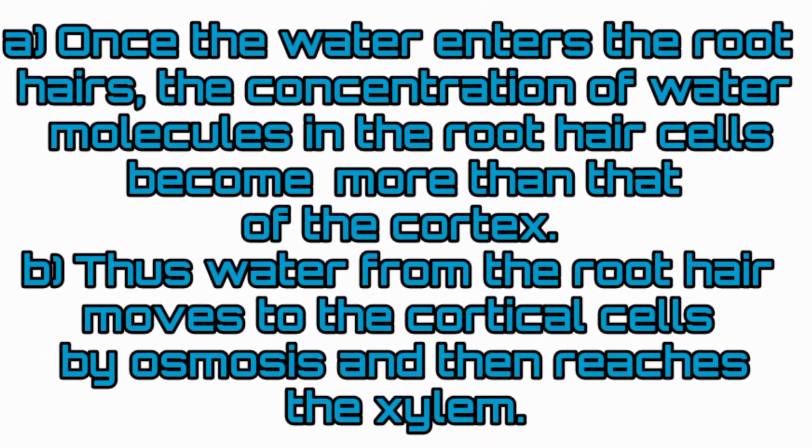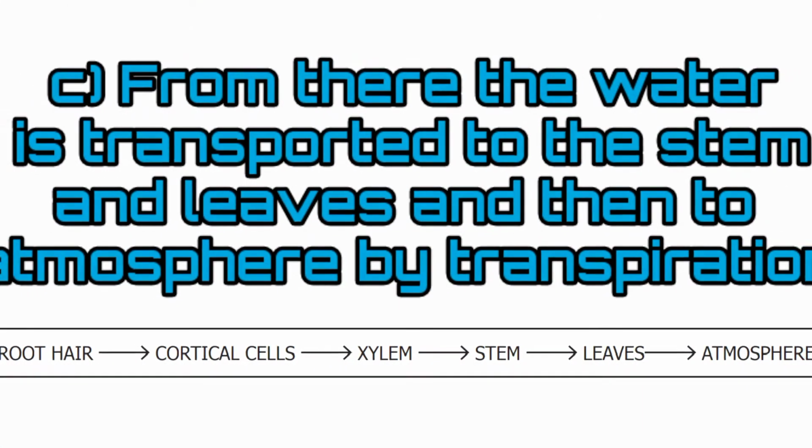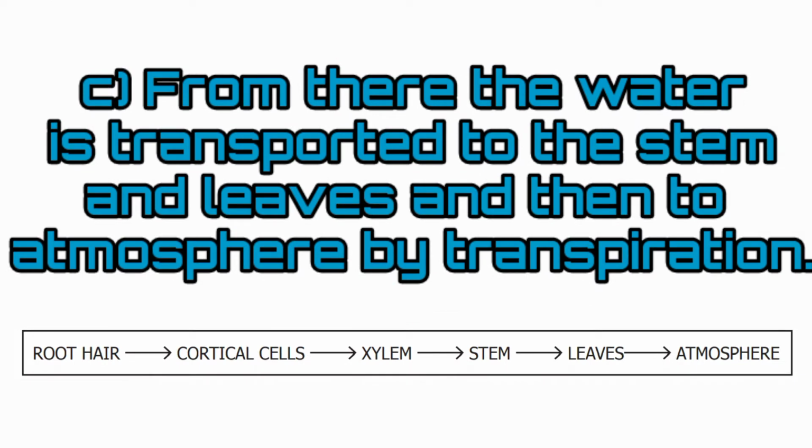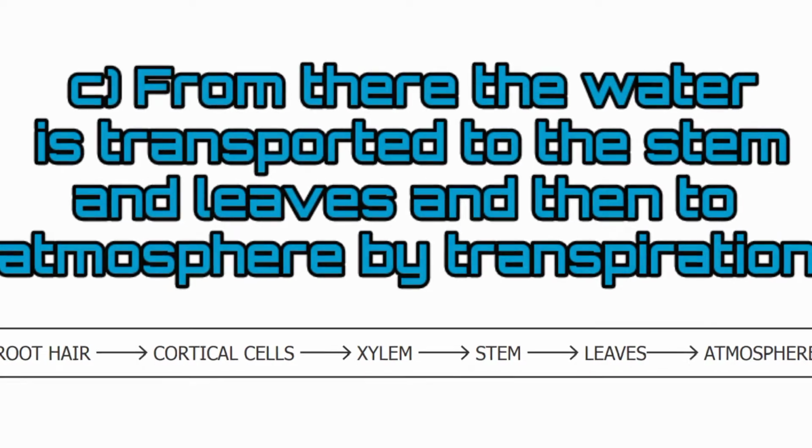Once the water enters the root hairs, the concentration of water molecules in the root hairs becomes more than that of the cortex. Thus, water from the root hair moves to the cortical cells by osmosis and then reaches the xylem. From there, the water is transported to the stem and leaves and then to the atmosphere by transpiration. Root hair goes to cortical cells, then xylem, then stem, leaves and atmosphere.